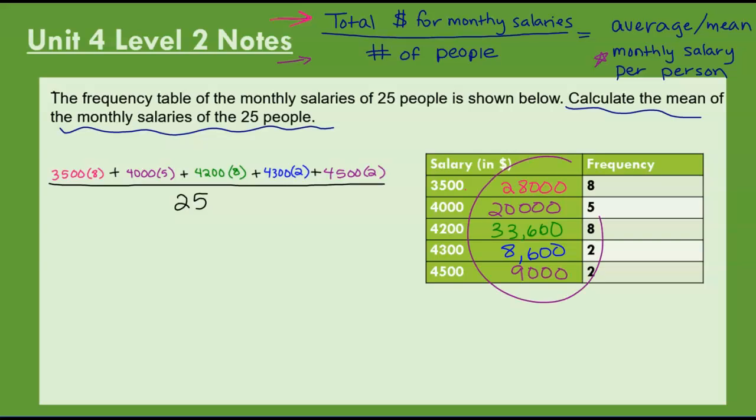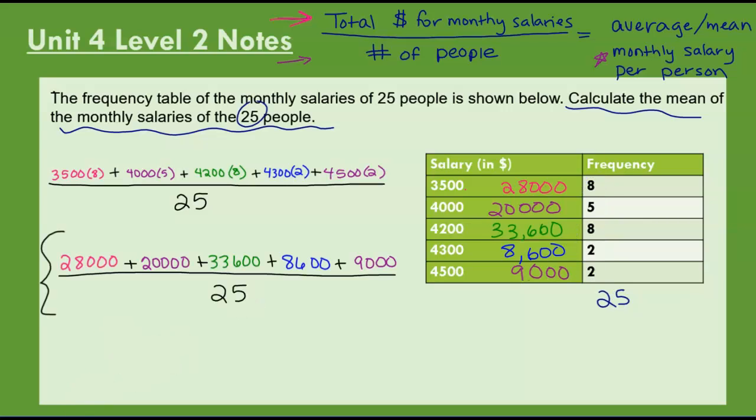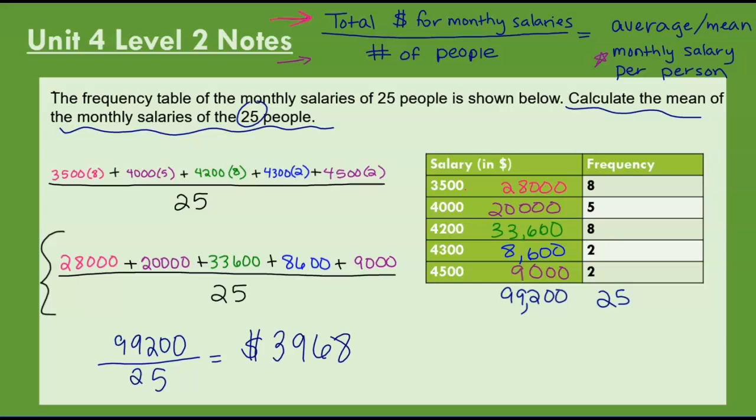So what I would do is I would just add these up and then divide by the number of people that are having our monthly salaries. And in this case, it is 8 plus 5 plus 8 plus 2 plus 2, which is 25 people. And it also says it up here. All right, let's add all those salaries together and we get 99,200. So that's our numerator. That's our total monthly salaries of the 25 people. Now divide that by 25 and we get an average monthly salary of $3,968.